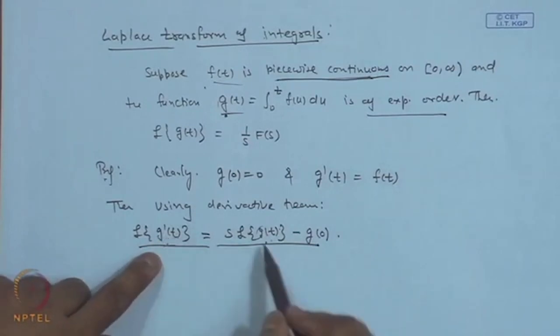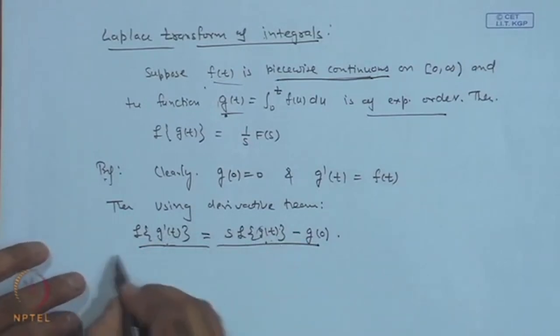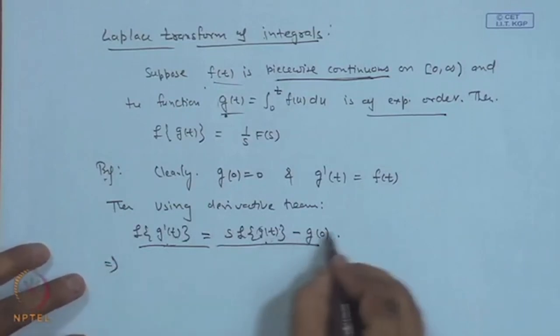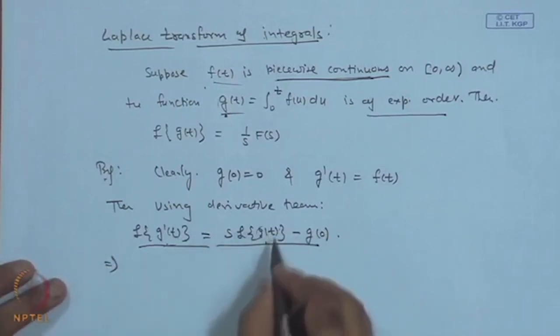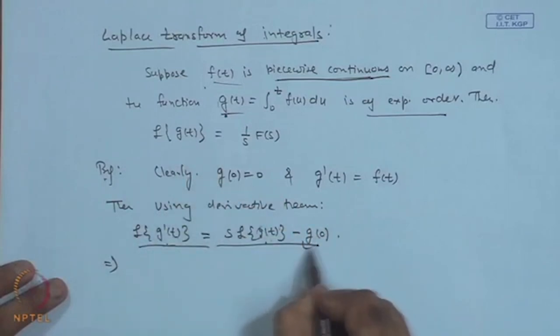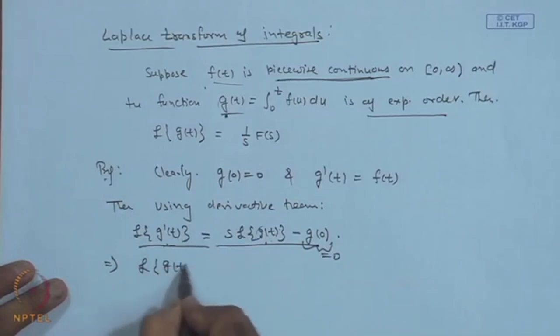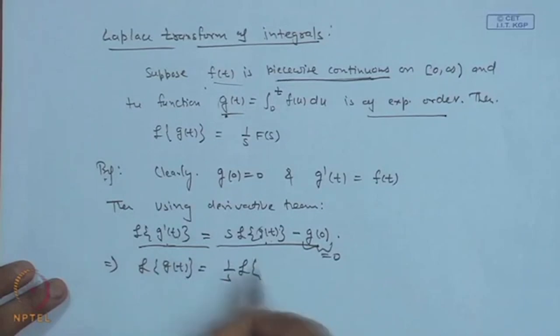Here, for the Laplace of g prime t, we have this result, and in that case g(0) is 0, so this term is 0, and the Laplace transform of g(t) is then 1 over s times the Laplace transform of f(t).